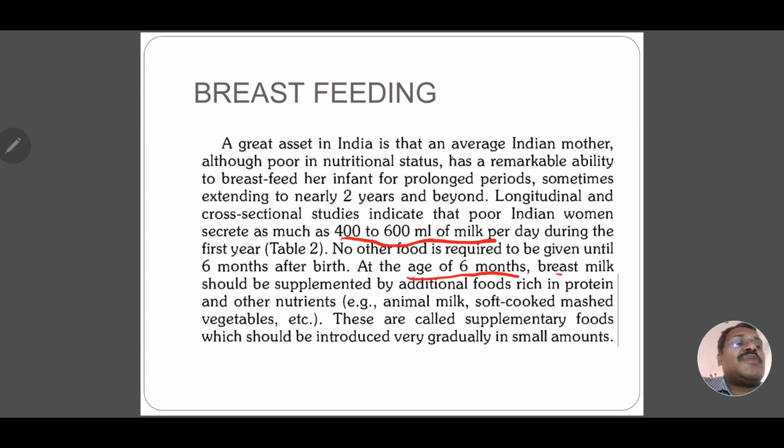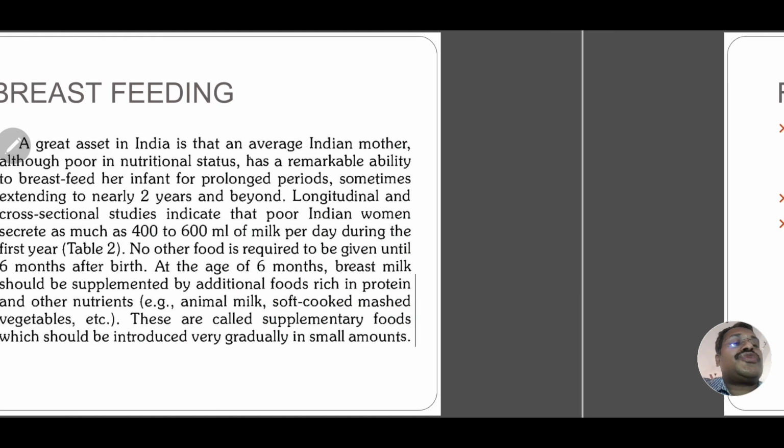And at the age of 6 months, breast milk should be supplemented by additional foods rich in protein and other nutrients. So these are called supplementary foods. This will be slowly introduced.